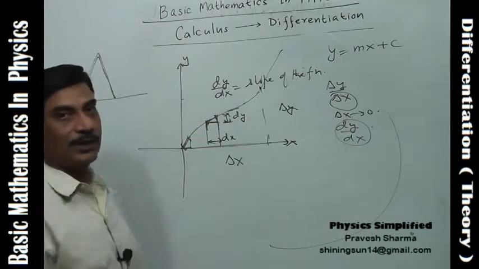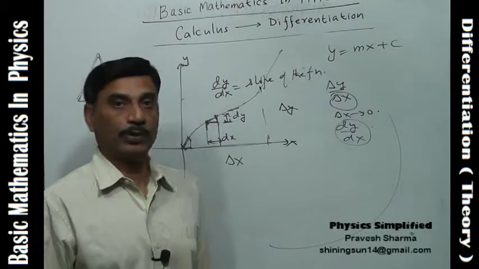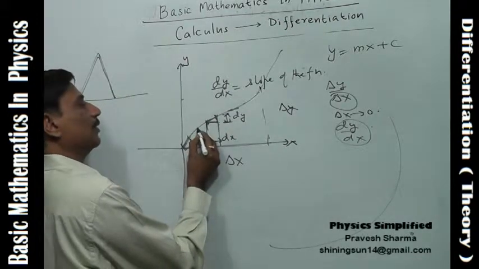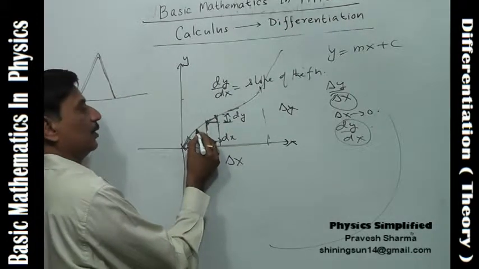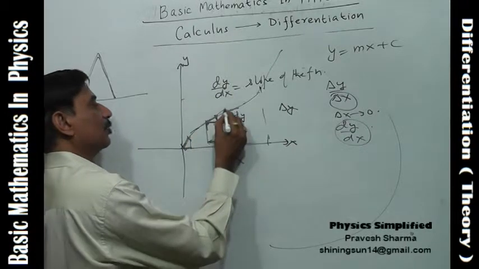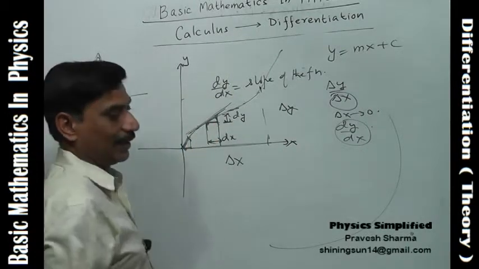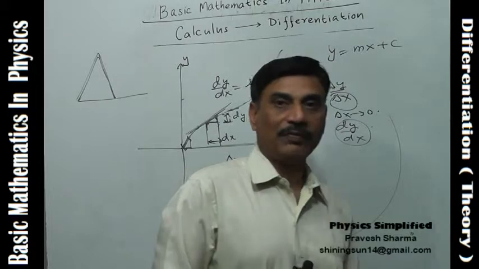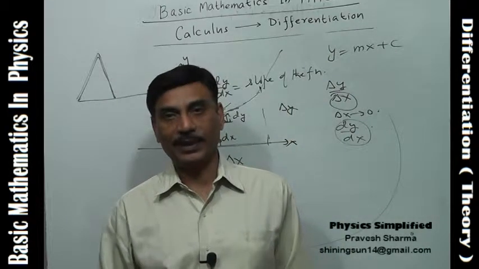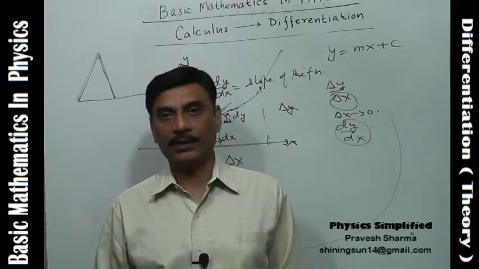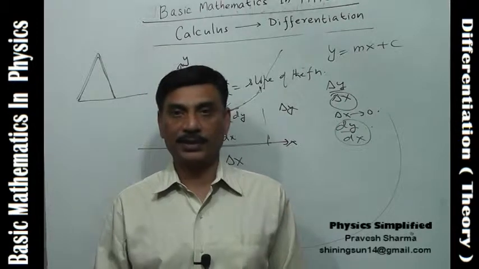We can also say that we can find dy by dx for a point also. That is, a point is almost, let's say, of 0 thickness. So this is 0 thickness, or we can find the slope of the tangent at that point. That is one and the same thing. So when we are finding dy by dx, primarily we are finding the slope of the function at that point.